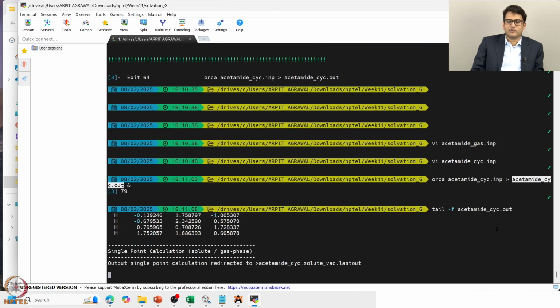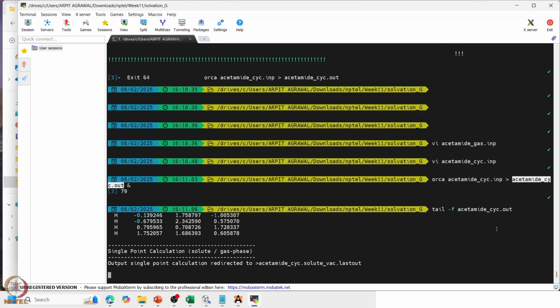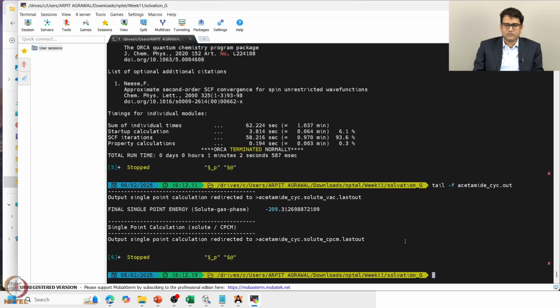So this calculation will actually take some time because it's not a single calculation, it actually contains multiple calculations, and the final output will be printed in the acetamide.cyc.out. So each of these output files, first it's doing a calculation at the gas phase, then it will do the solute calculation in the PCM phase.